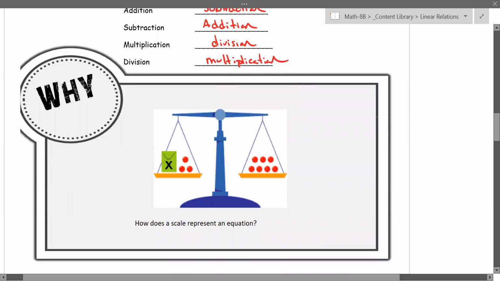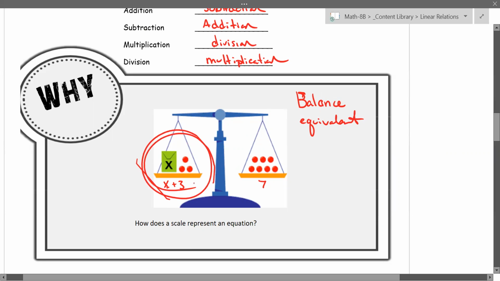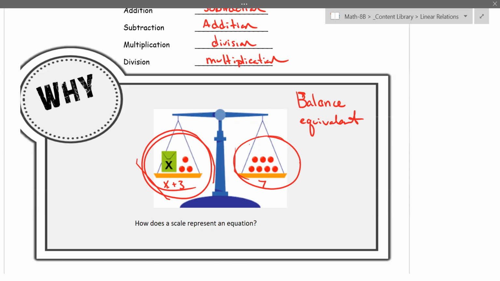So I have a diagram here of a scale. This scale has an x and 3 ones on this side. So I could say x plus 3 is equal to 1, 2, 3, 4, 5, 6, 7. And those two sides are balanced. So that key word is balance. You might also see equivalent. But what it's getting at is this x plus 3 is equivalent in value to the 7 ones. So they're equal to each other. And that's why it's so important that whatever we do to one side of the equation, you have to do to the other to keep our scale balanced.